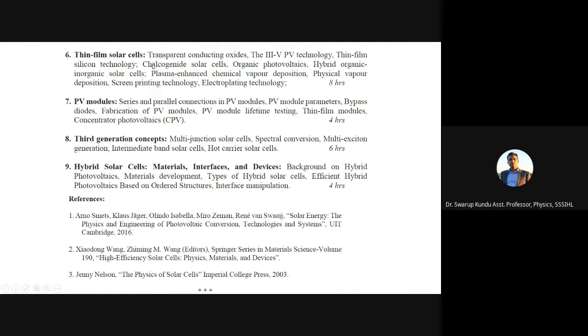And then we have thin film solar cells. This part is very important as far as modern technology is concerned. Most of the modern solar cells are in this form, thin film solar cells.